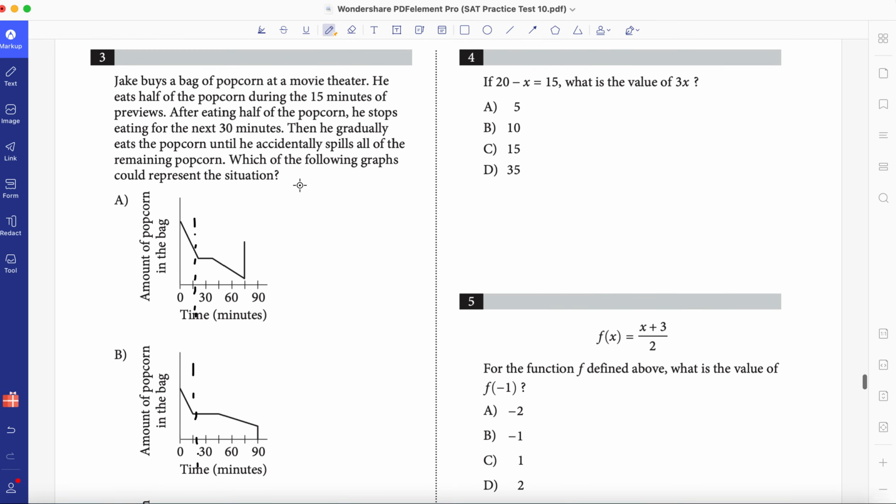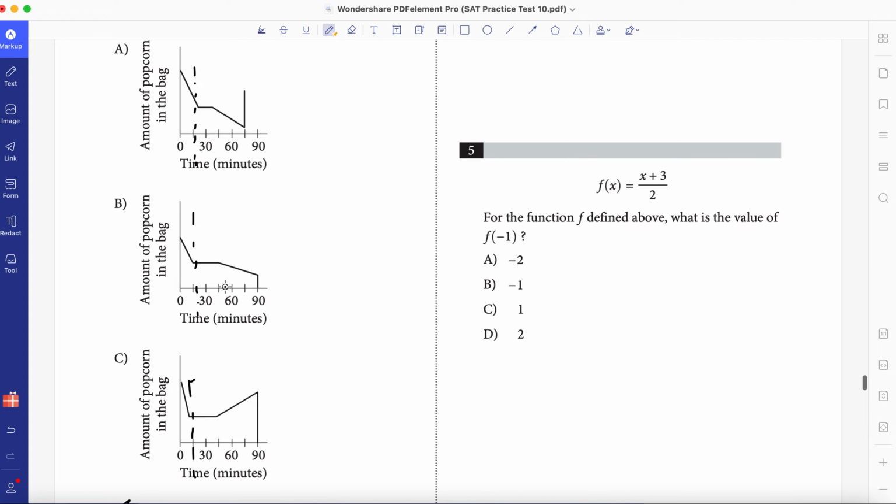And now let's look at the next one. It says, after eating half the popcorn, he stops eating for the next 30 minutes. So for the next 30 minutes, he doesn't eat popcorn. So 15 minutes plus 30, that's 45. So up to the 45 minute mark, it should be constant. So here is the 45 minute mark. Here is the 45 minute mark on each graph.